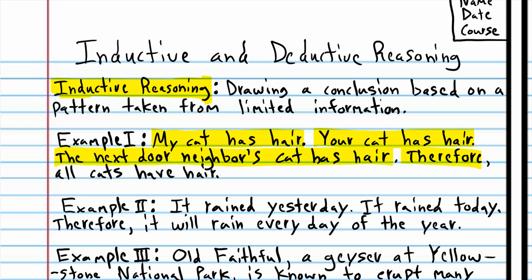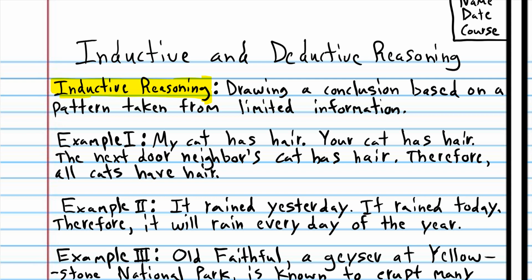That's inductive reasoning. When you take specific examples and you come to a conclusion based on those specific examples, you find a pattern. The pattern is that these three cats, they all have hair. And then you come to a conclusion or make a prediction based on that limited information. Now it's limited because there's only three cats. If we could see all cats in the world, we'd know that there's actually hairless cats.